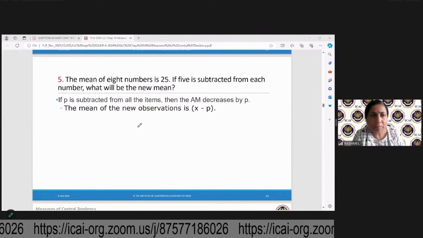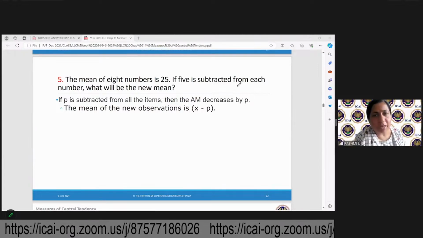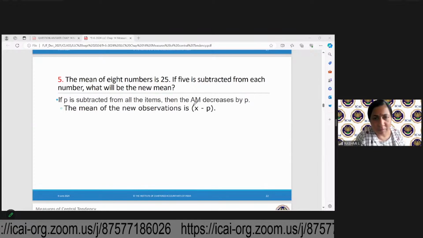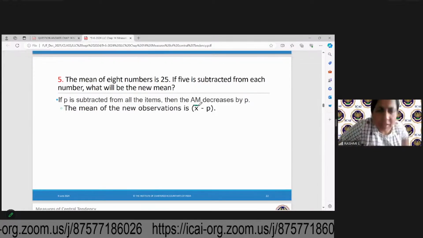Okay. The mean of 8 numbers is 25. If 5 is subtracted from each number, what will be the new mean? Directly, can you tell me the answer?